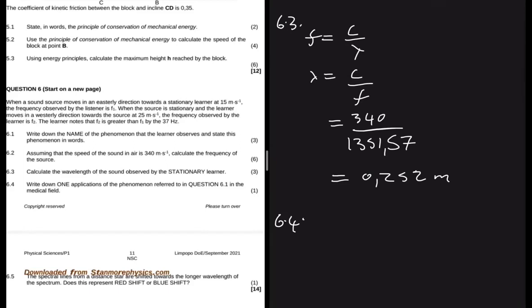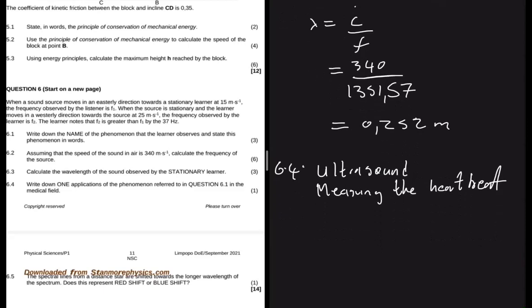And then 6.4 says write down one application of the phenomenon referred to in question 6.1 in the medical field. So that's the Doppler effect, right? And one of the applications is ultrasound. And then another application is measuring the heartbeat. So you can write measuring the heartbeat, but this is the stuff you can just Google and you find it.